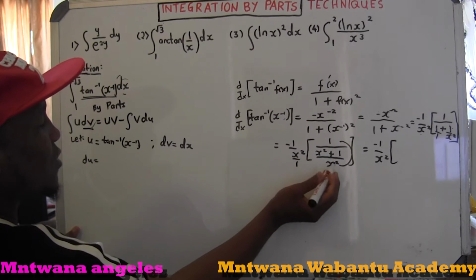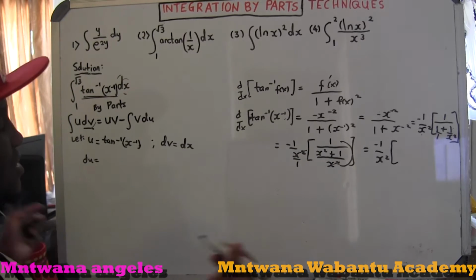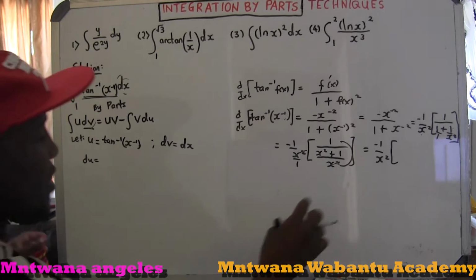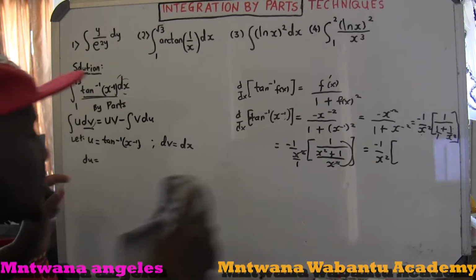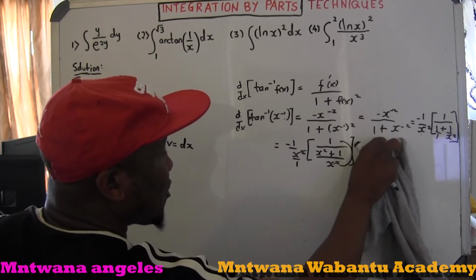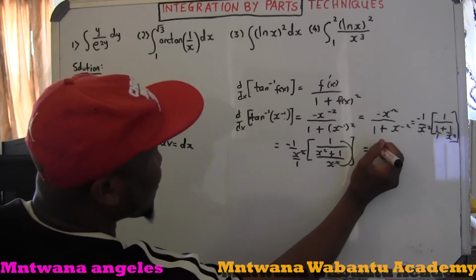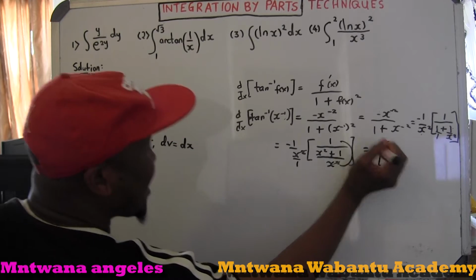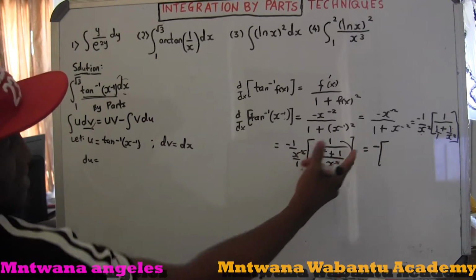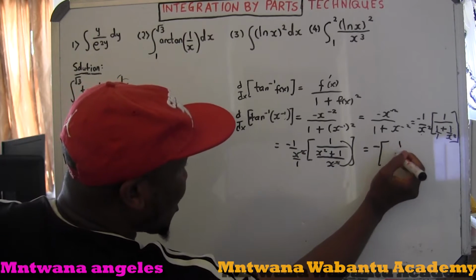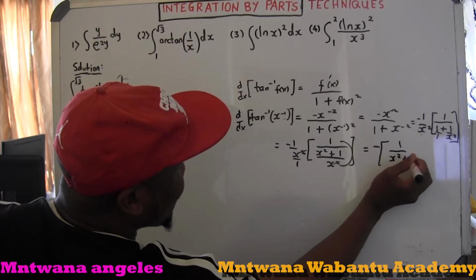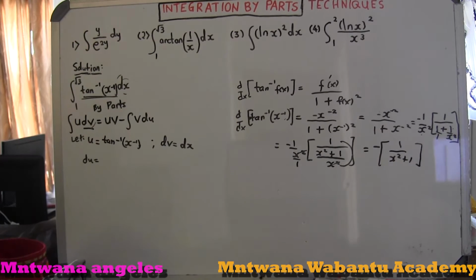Or you don't have to do that. Look, this and this can cancel straight away. So now I don't have to write that one outside. That was just a waste of time. So we're left with negative 1, -1/1 is just -1, and then you have 1 over x squared plus 1. Oh, okay, so that's what I'm left with.